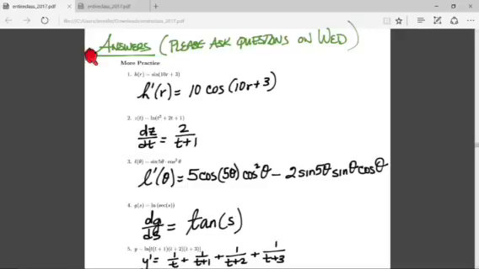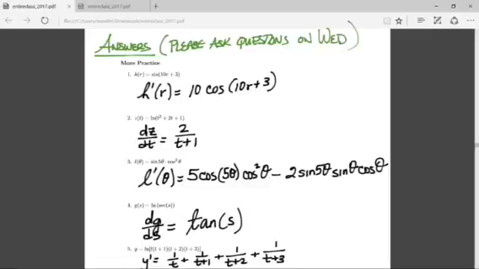The derivative of sine of 10r plus 3 is 10 times the cosine of 10r plus 3. The derivative of the natural log of t squared plus 2t plus 1, after you put things in lowest terms, you will end up with 2 divided by t plus 1.